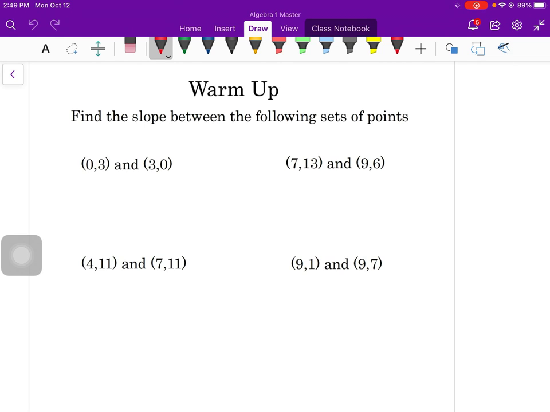Welcome to the day 5 notes. Here's the warm-up question. You're supposed to find the slope between these sets of points. So you'll find 4 different slopes. Go ahead, pause the video, work these out, and then come back and see how you did.